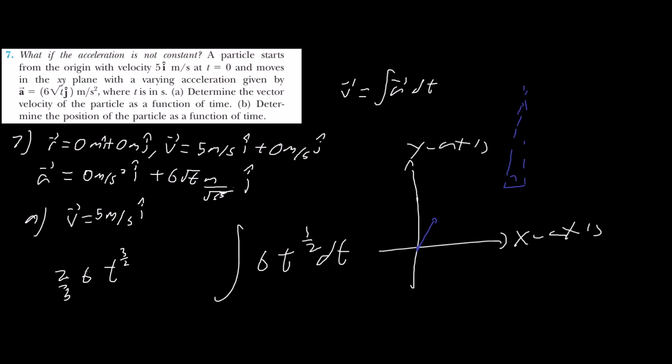So that's going to be 6 divided by 3 is 2. 2 times 2 is 4. So this will result in 4 meters per second to the 5th power, times t to the 3/2 power in the j hat direction.